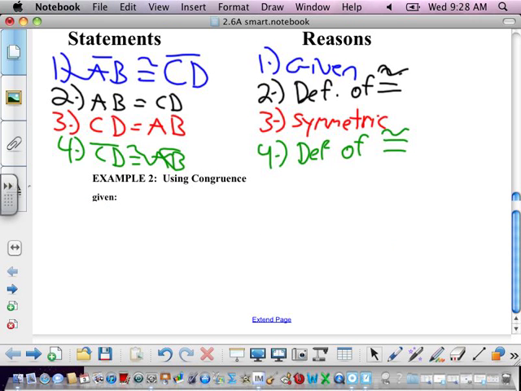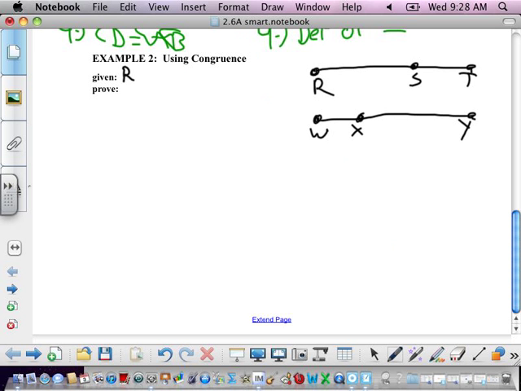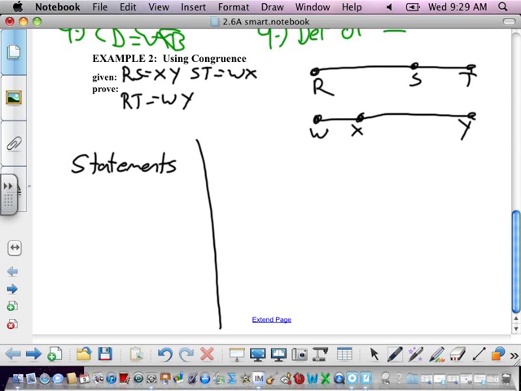All right. The next one, I'm given lines. I have R, S, and T, and I have W, X, and Y. I am given that RS equals XY and ST equals WX. And I'm going to prove that RT equals WY. I've got my statements. I've got my reasons.